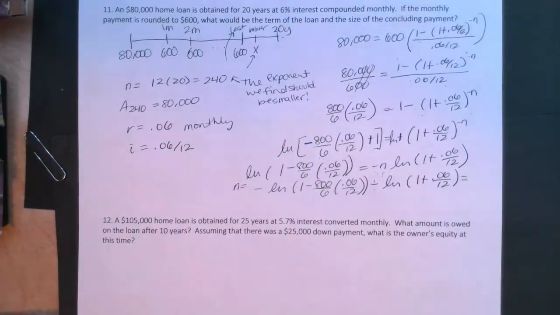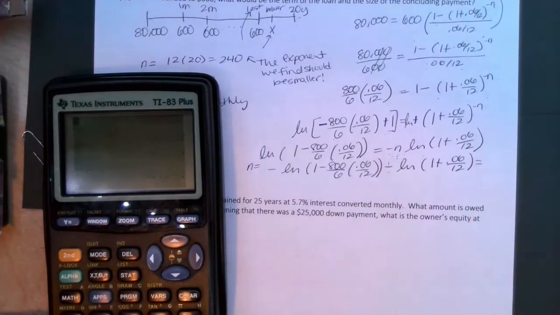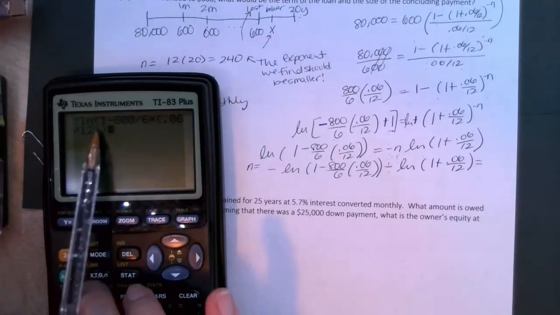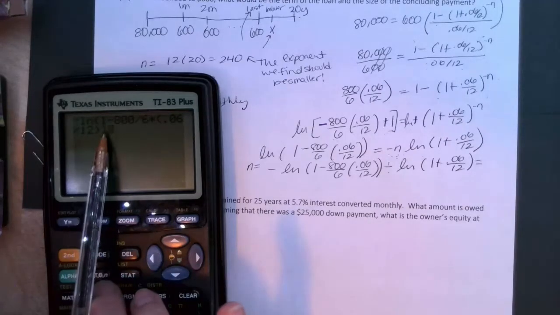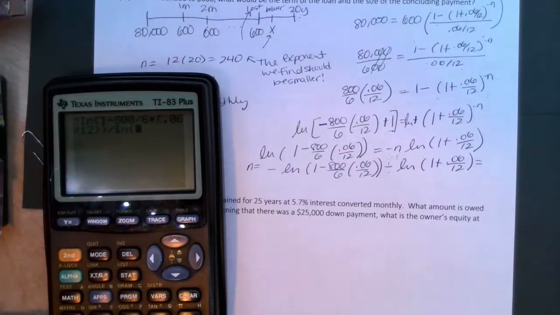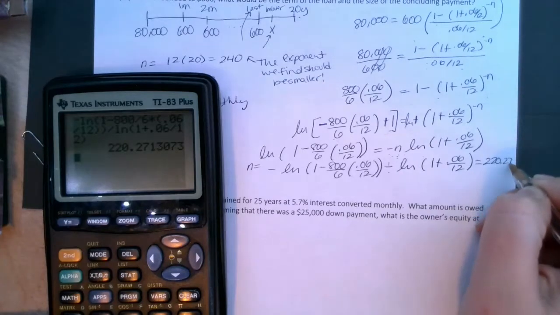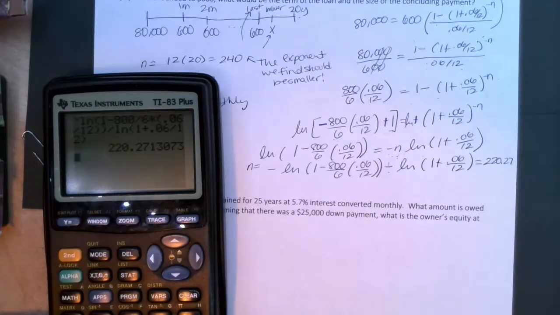And entering that mess into the calculator, make sure that if you use any extra parentheses in here, you close the natural log ones before you start the next piece, because you want the natural log of that and then divided by the other natural log. If you mess up those parentheses, your answer will be way off. So we get 220.27. So that means we're going to have 220 full payments of $600 and then one smaller payment. So now we're going to find the smaller payment.